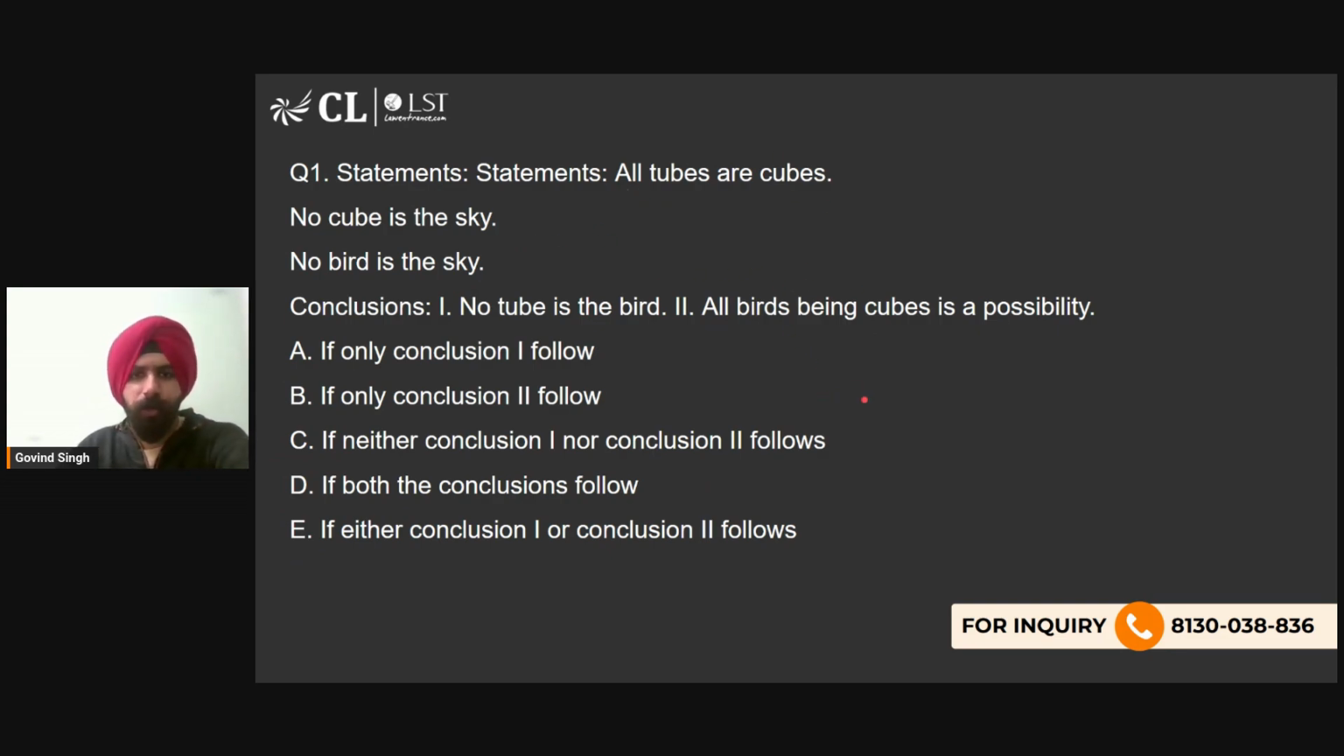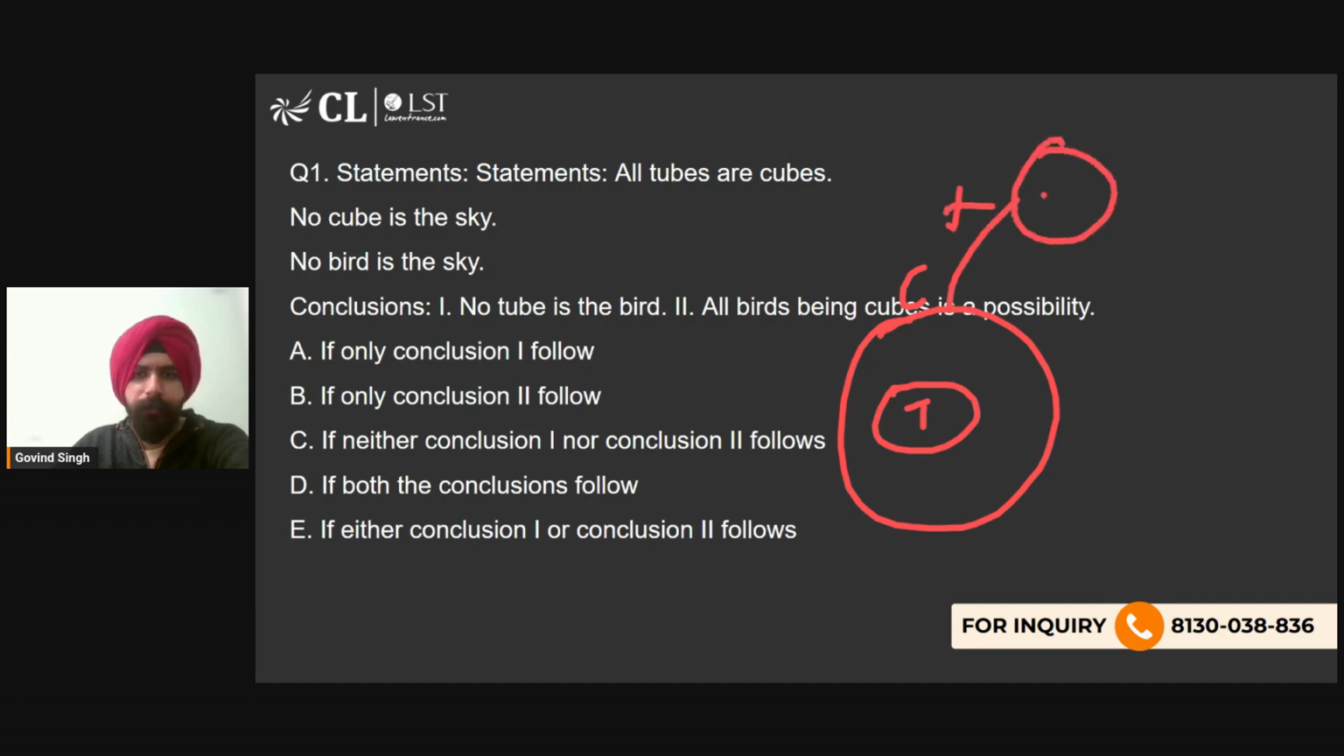The first statement is all tubes are cubes. So I draw tubes, and around it I draw cubes. So all tubes are cubes. No cube is the sky. So no cube is going to overlap with sky. All right. No bird is the sky. So we don't know the relationship between bird and this particular circle, so we'll draw it like this. No bird is the sky.